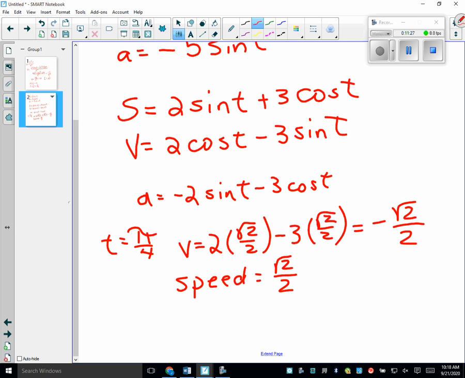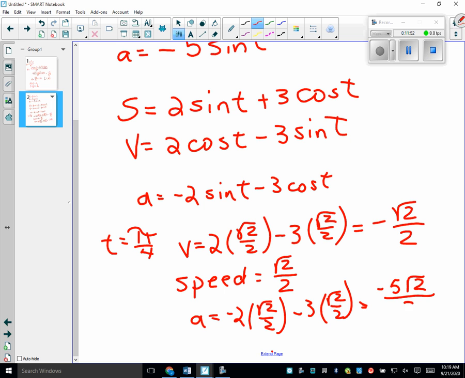What is the acceleration at pi over 4? That's what I said. Well, negative 2 radical 2 minus. Okay, negative 2 times radical 2 over 2. Negative 5 radical 2, right? See? Negative 5 radical 2 over 2.